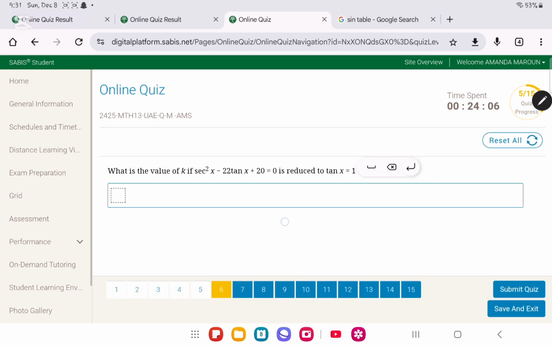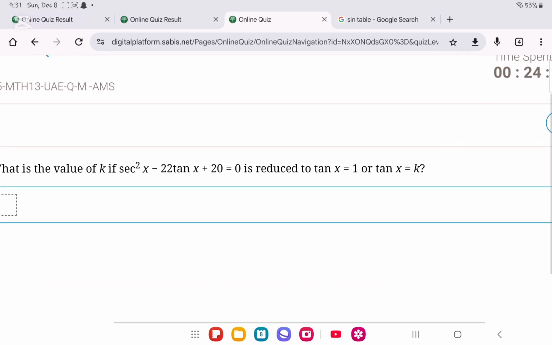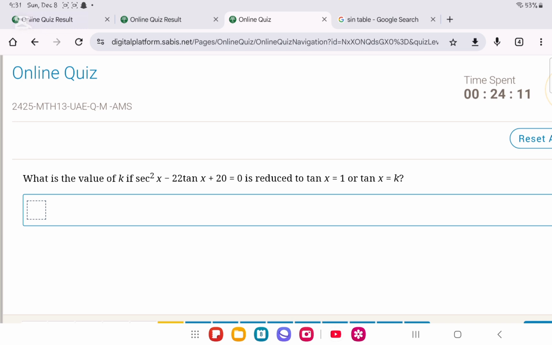Moving on to question number 6, they need to know what is the value of k if secant squared x minus 22 tangent x plus 20 is equal to 0.